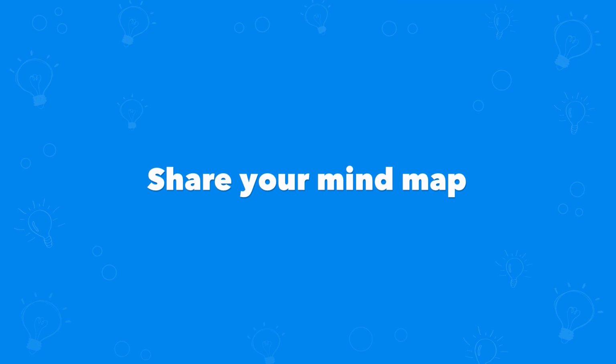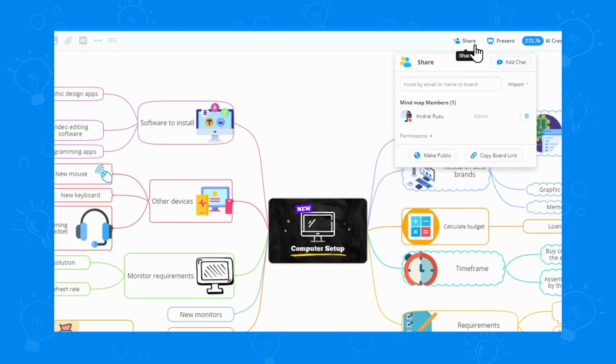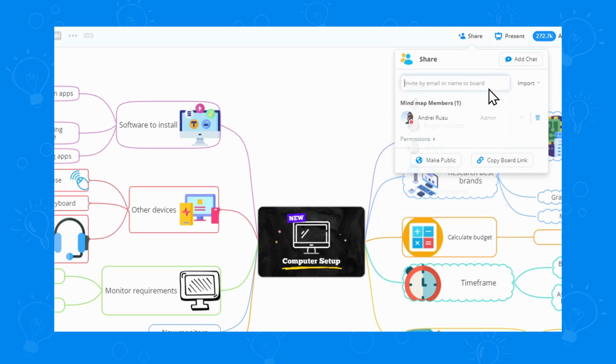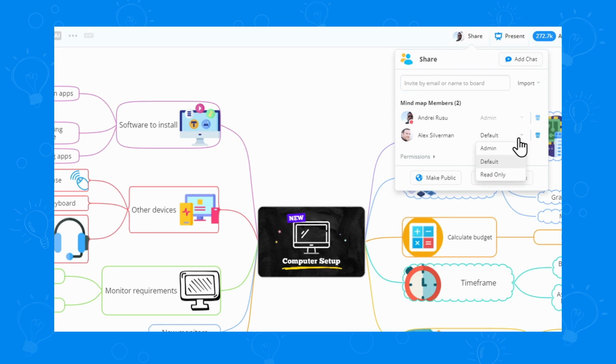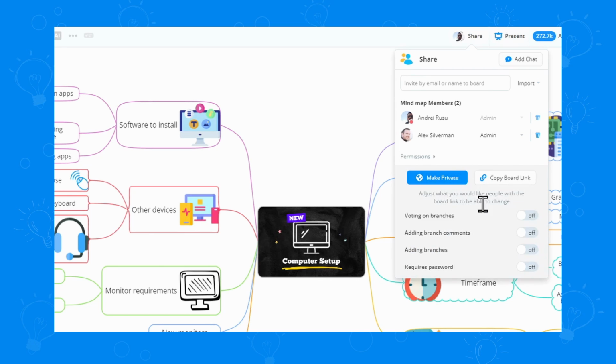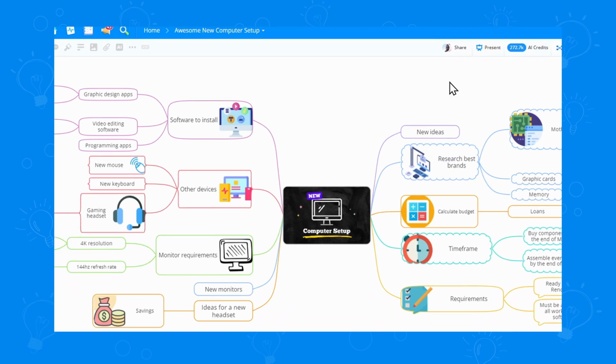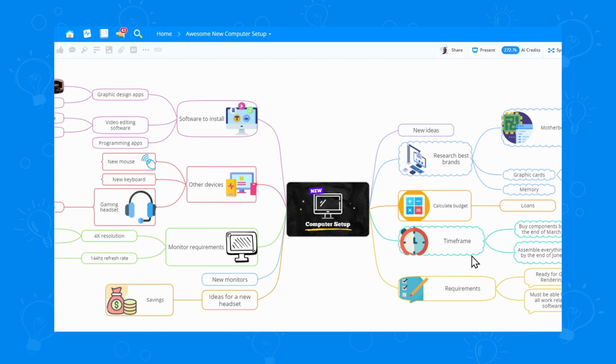Now, let's see how we can share our mind map. From the Share menu, we can see the people that are added to the mind map. We can add someone directly in here. Alex already has an account, so that's why his avatar showed up. We can set permissions from here. We can also set the map to public, set the permissions, and share the unique link with anyone so they can interact with our mind map, even without an account.